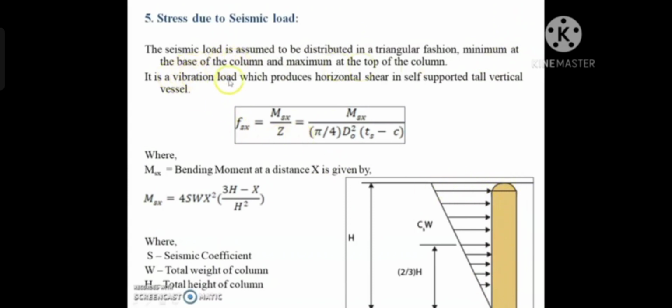It produces the horizontal shear in self-supported tall vertical vessels, and the vibrations due to the seismic load will cause the bending moment, which is maximum at the junction at the bottom of the column. It is determined by the equation given. These are empirical relations.